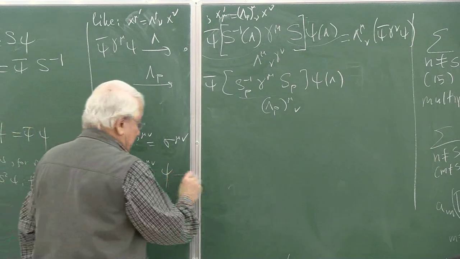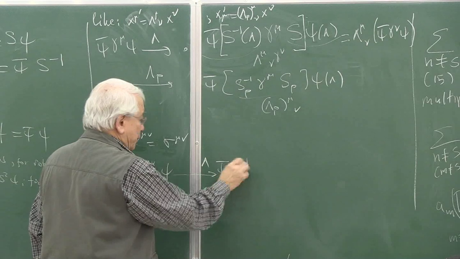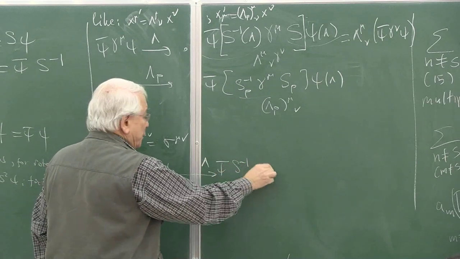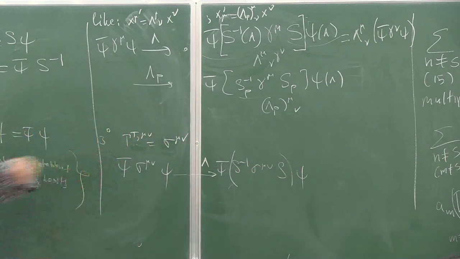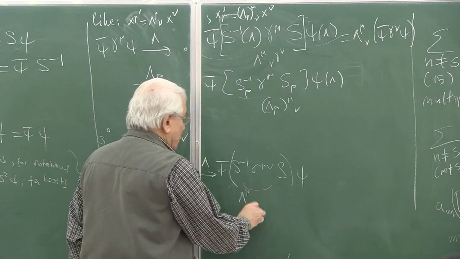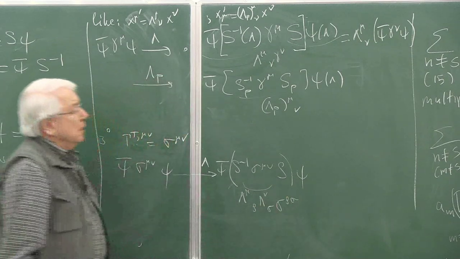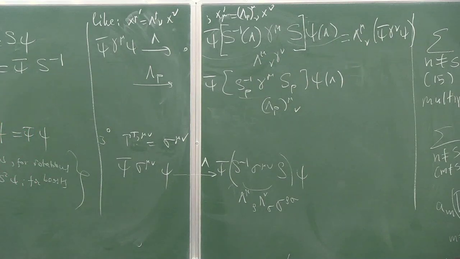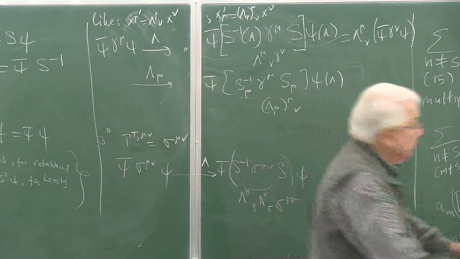And under the transformation lambda, it goes to psi bar S inverse sigma mu nu S psi. What is the S inverse sigma mu nu S? It is lambda mu rho, lambda nu sigma, sigma rho sigma. Do you need a demonstration for this? Well, the demonstration is easy. Let's do it on the side. Rather fast.